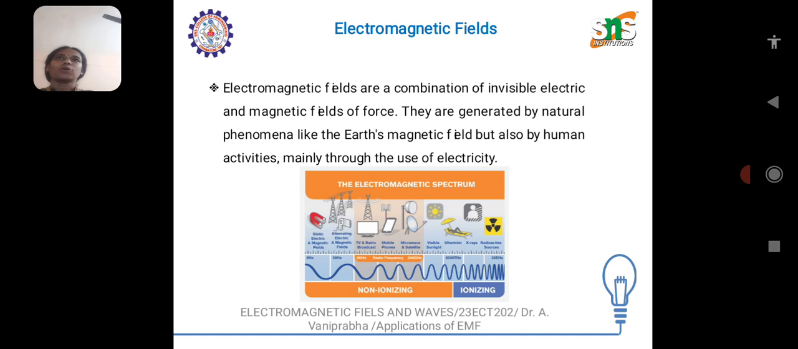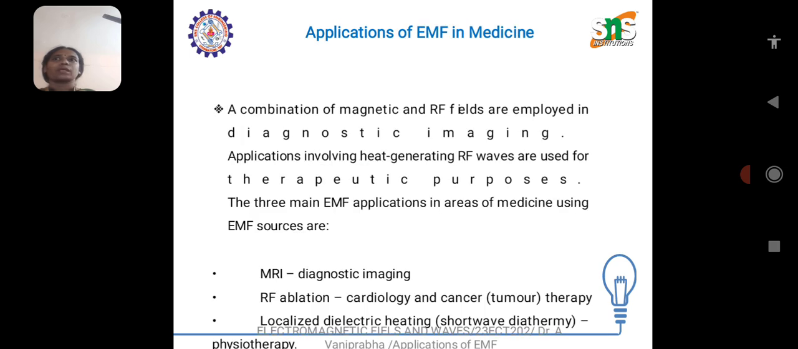Electromagnetic fields are a combination of invisible electric and magnetic fields of force. They are generated by natural phenomena like the Earth's magnetic field, but also by human activities, mainly through the use of electricity. A combination of magnetic and RF fields are employed in diagnostic imaging. Applications involving heat generating RF waves are used for therapeutic purposes.